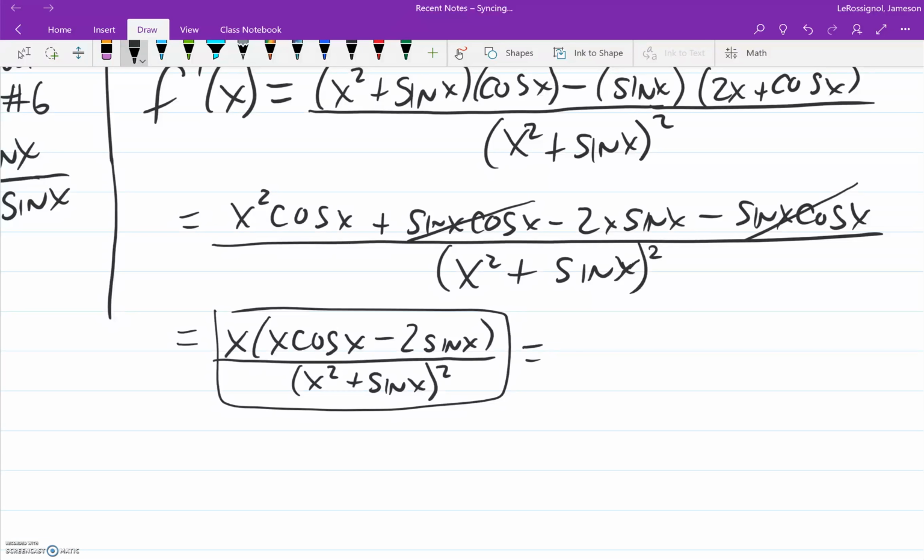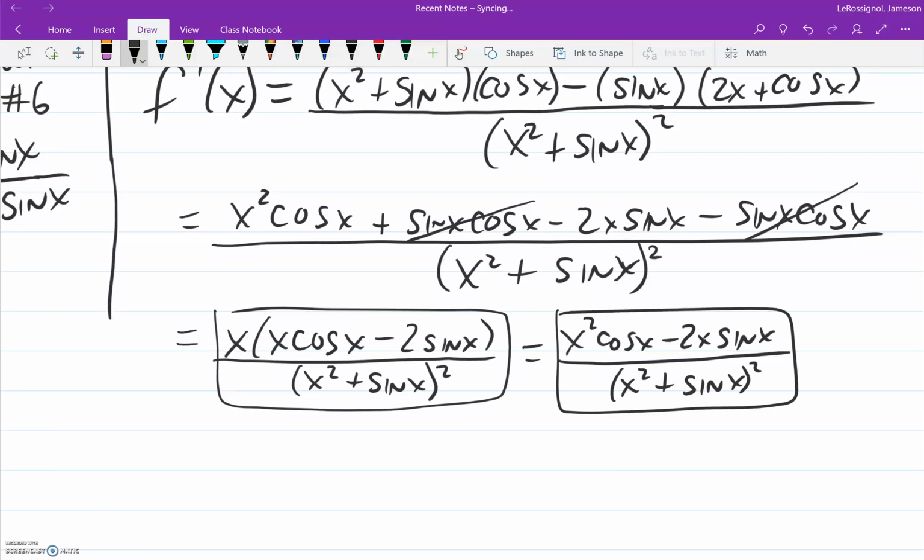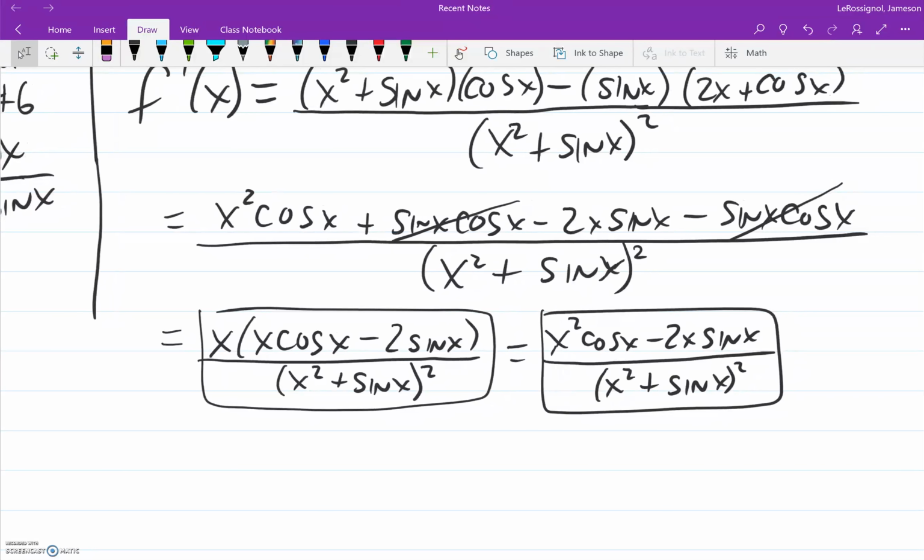We could have left it with the x squared cosine x minus 2x sine of x. It's not like it's way worse or something. So I would say either one of these, full credit. Love it, love it. So it's a tie. All right.